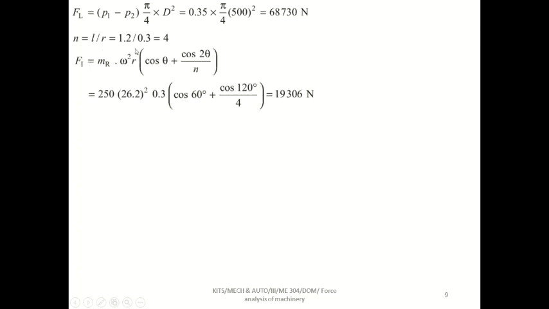Next we have to find out the FI value, no? For that, n equal to the connecting rod and crank ratio, 4. So FI equal to m_r omega square into r into cos theta plus cos 2 theta by n. So m_r value is 250 kg. Omega value is 26.2 radian per second. Then radius.